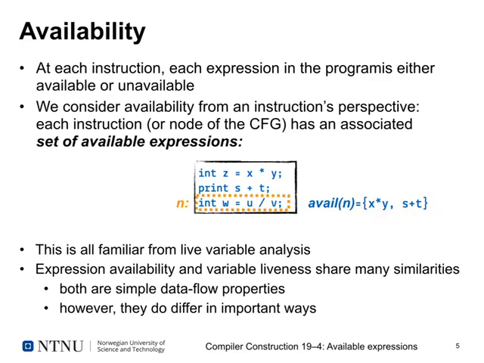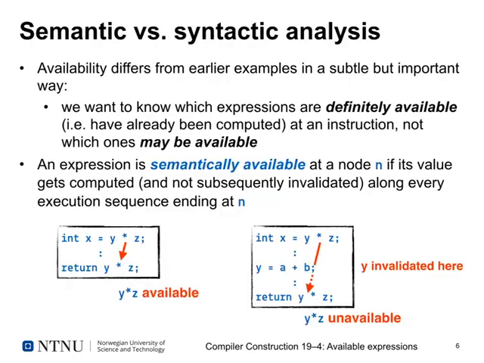So if you think this is all familiar, yes, you've seen this before from live variable analysis. Expression availability and variable liveness analysis share a number of similarities. Both are rather simple data flow properties. We are not taking a look at more complex ones in the term of this course here, but they do differ in a number of important ways we're going to look at.